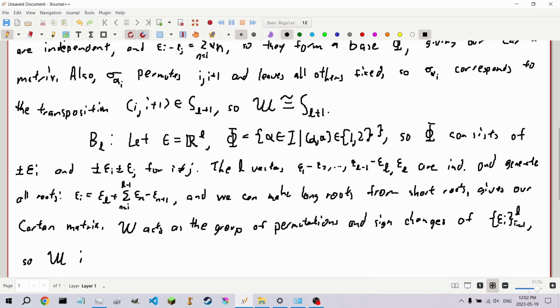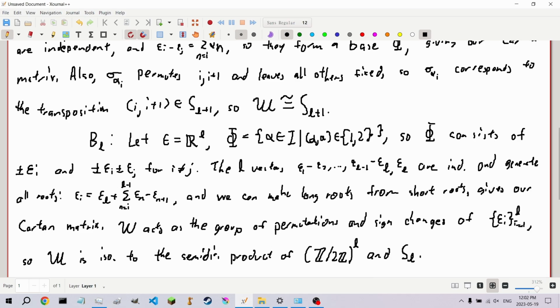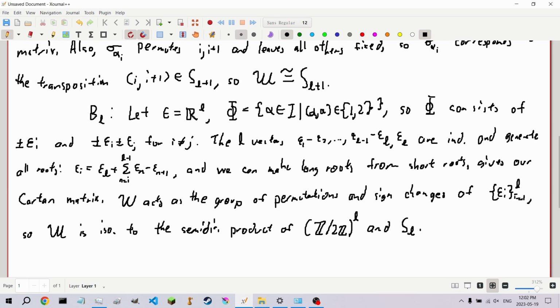I'll just write out in words, is isomorphic to the semi-direct product of L copies of the integers mod 2 corresponding to all the sign changes and our S to the L corresponding to the rotations. Our CL, L has to be at least 3, otherwise it corresponds with B.